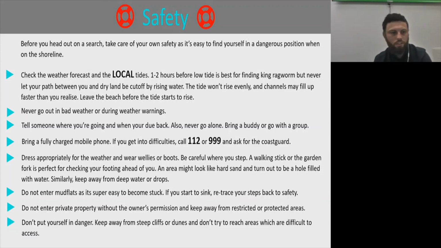This is just kind of general stuff. It's pretty simple. Basically, don't put yourself in any danger, especially just for hunting these guys. It's not worth you getting into trouble. Always keep away from dangerous areas, drops, deep water, cliffs, dunes, all that kind of stuff. Just be safe while you're out there. And that's it. Thanks for listening, and if you do choose to go out, happy hunting.